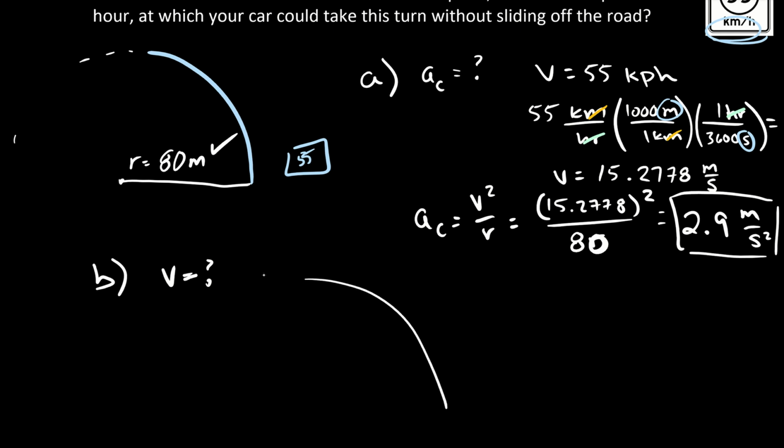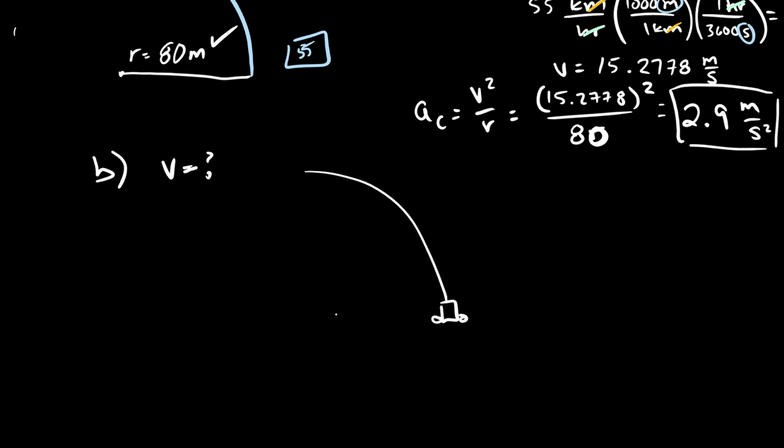Well, now we have a force that's been added. So here's our car, and we think about looking at this from behind. We know that our R value is still 80 meters. We're still dealing with the same turn, but now we have a force involved. In this case, the centripetal force that's going to keep this car going on the curved path is going to be the force of friction.